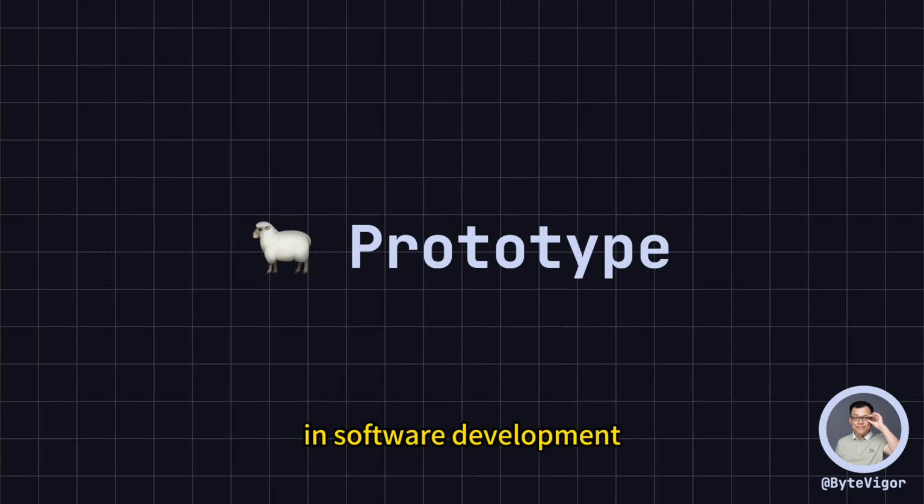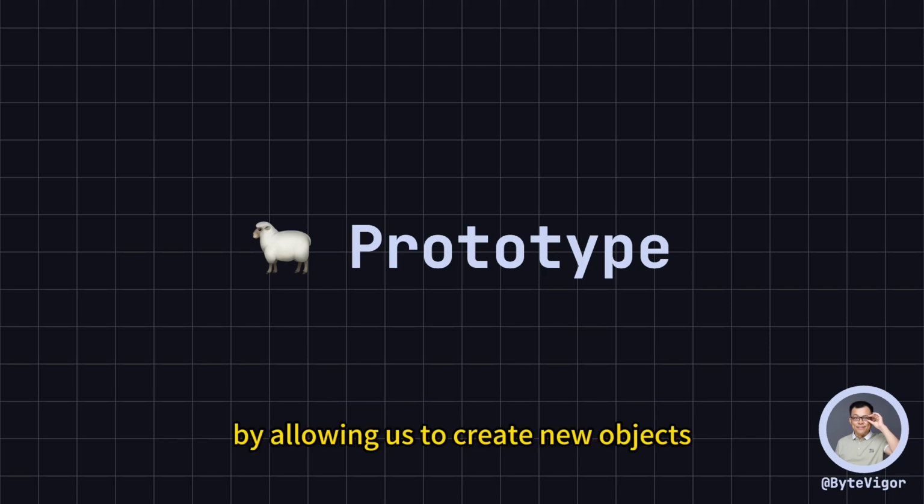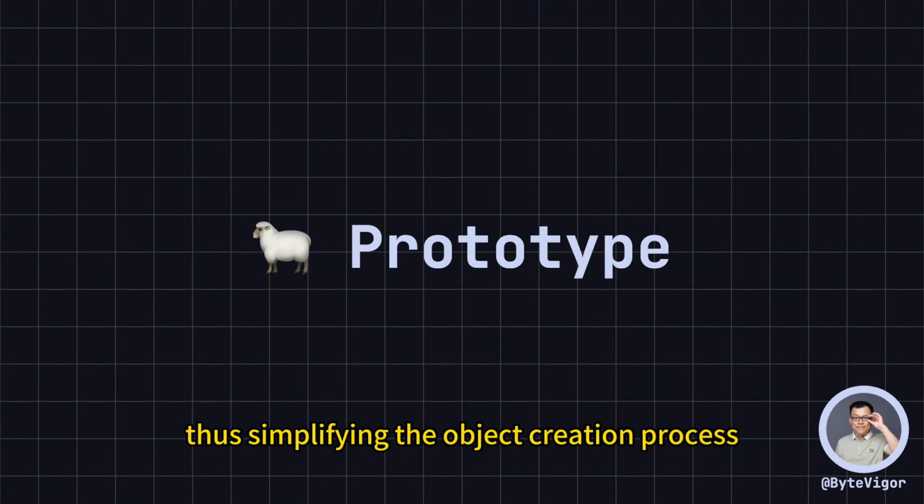In software development, sometimes we need to create an object and quickly make multiple copies of it. The prototype design pattern provides a solution by allowing us to create new objects by copying existing ones, thus simplifying the object creation process.